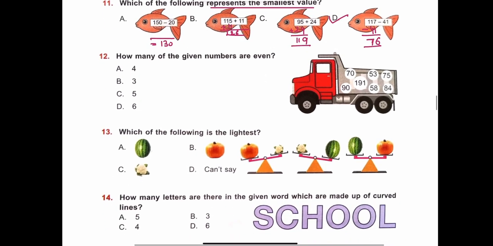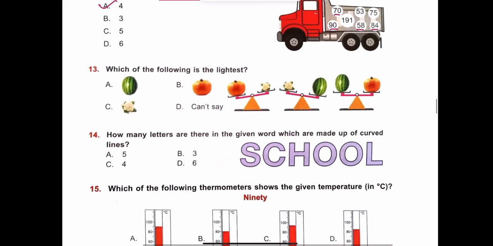Next, question 12, how many of the given numbers are even? The even numbers given here are 1, then 2, 3 and 4. So option A. Question 13, which of the following is the lightest?